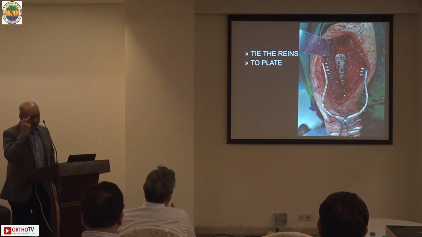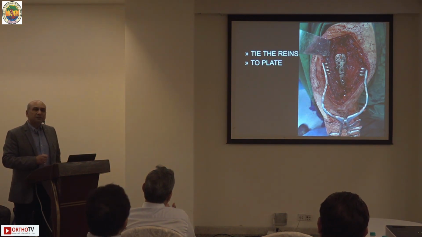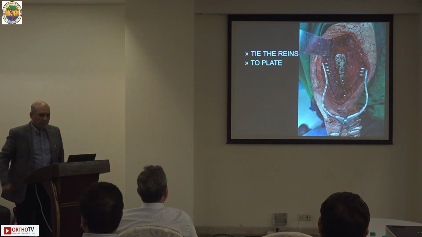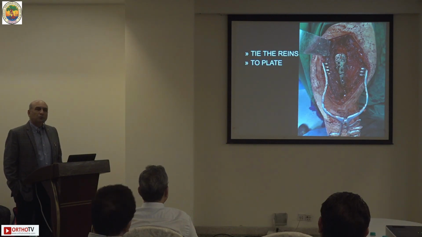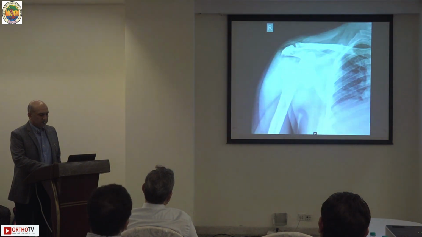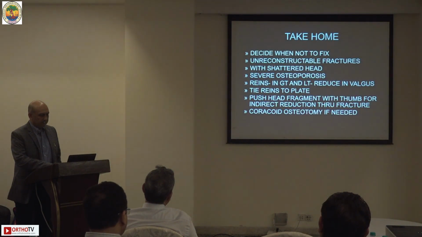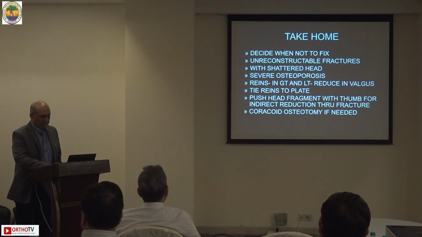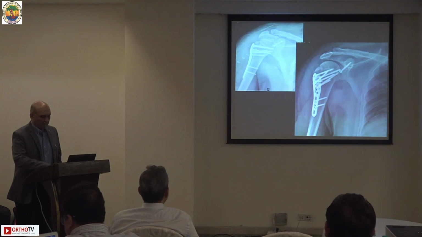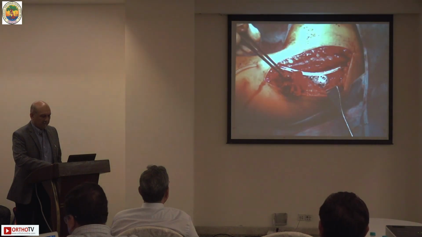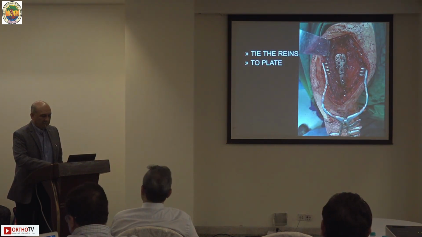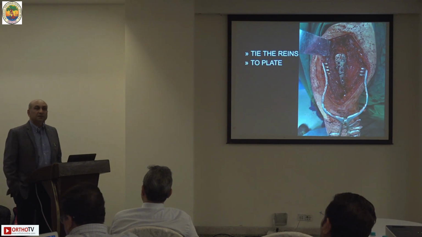So once I tie the reins through the plate, I pass the plate down to the shaft. I use the cortical screw in the oblong hole to pull the shaft and to get a perfect anatomical reduction. So for a 3-part, 4-part fracture, that is quite useful. I've got a couple of slides missing from here. I'm sorry about that. That's what we do in 3-part, 4-part fractures.